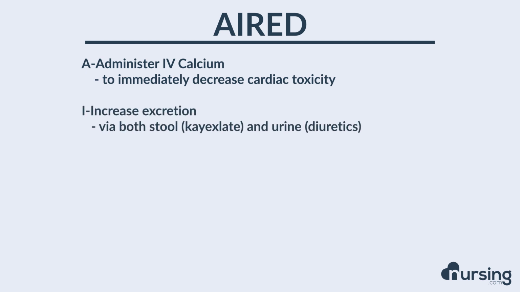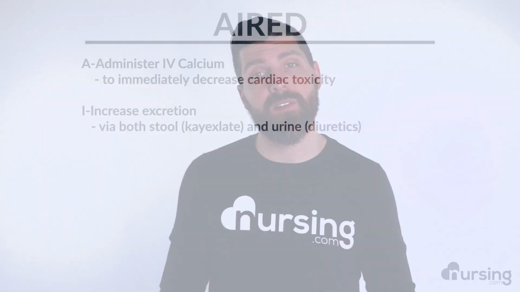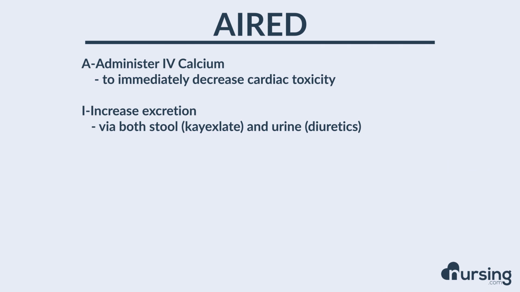I stands for increased excretion. What we want to do here is allow the body to bind to that potassium and get it out of the body, and we do this a couple of ways. We can have the potassium bind to the actual stool, and we use this with Kayexalate, and the next one is urine. So we want to use potassium-wasting diuretics to help get that potassium out of the body.